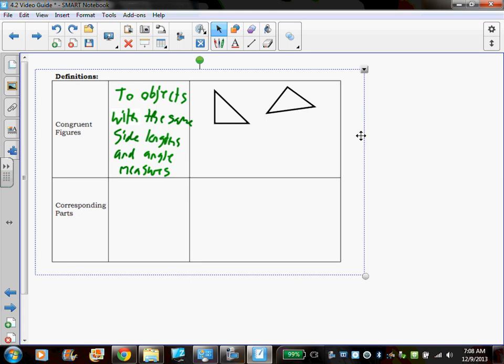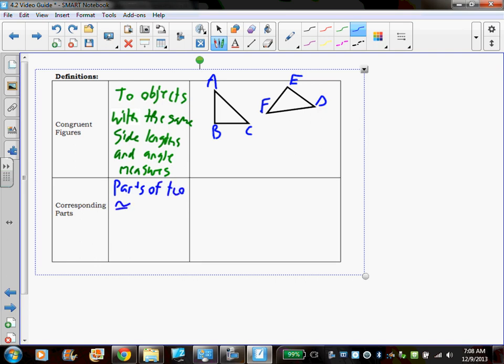Now, let's say that I label these parts of these triangles, and I call this A, B, C, and I call this one D, E, F. Based on how the triangle originally was, D was in the same position as A, E was in the same position as B, and F was in the same position as C. And these are corresponding parts: parts of two congruent figures that match up.